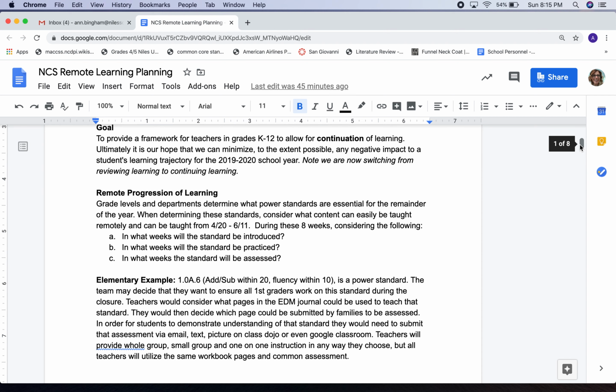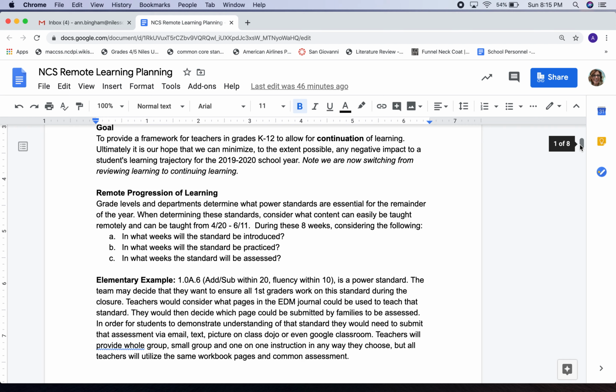So the first section I want to walk through with you is the remote progression of learning. And again, remote learning is going to progress from 4/20 to 6/11. And really one of the first steps that we have to take in remote learning is thinking about what is the critical content we want all students to know and be able to do in these 8 weeks. In particular, when might these standards be introduced? When might these standards be practiced? And in what weeks might these standards be assessed?